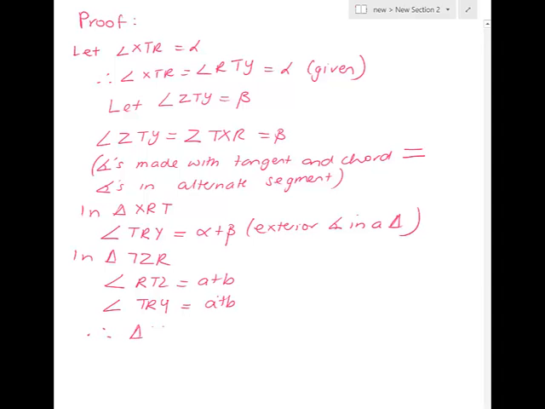Therefore, we can say that triangle TZR is an isosceles triangle, and the reasoning is base angles are equal. Therefore, the last proof is TZ is equal to RZ. And that's how you do that question.